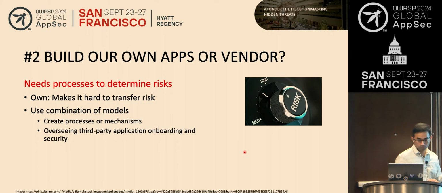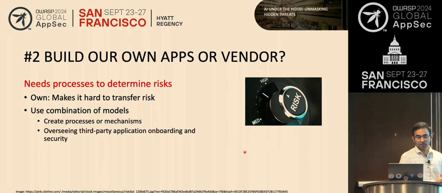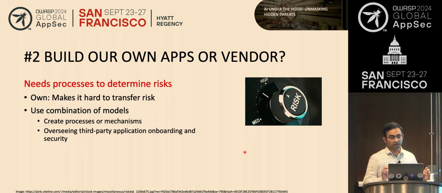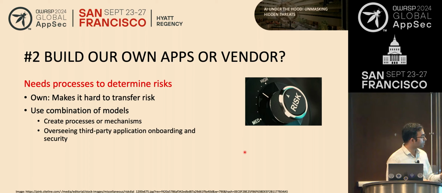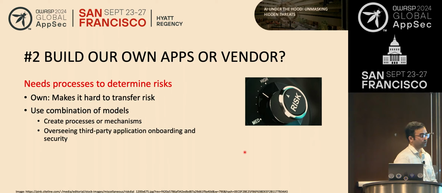In this case, the responsibility for managing risk gets transferred to the vendor. However, it reduces the accountability of the organization in case some security incident occurs. But if an organization wants to go this route, then they need to approach it differently. They need to use a combination of models and have processes or mechanisms that oversee the third-party application onboarding process, as well as the security employed by the vendors. So this is another generic way in which we can deal with the issue.